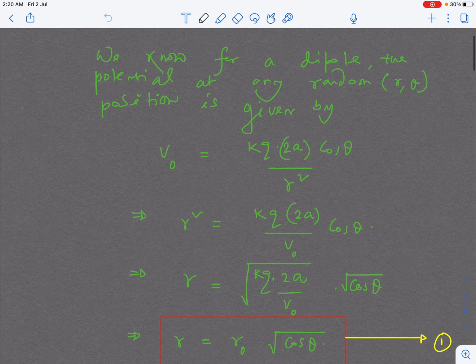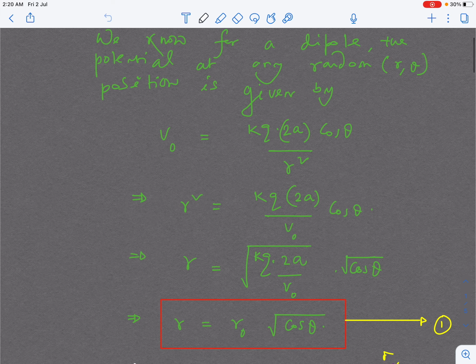So here we already have derived the equation for the potential of a dipole at any random position, that is r comma theta. So we know that V naught function is equal to kq into 2a. 2a here I am considering it is the separation between the 2 point charges in case of a dipole. So there I am taking 2a, this is plus q and this is minus q. So that is kq into 2a cos theta divided by r square, this is the common term.